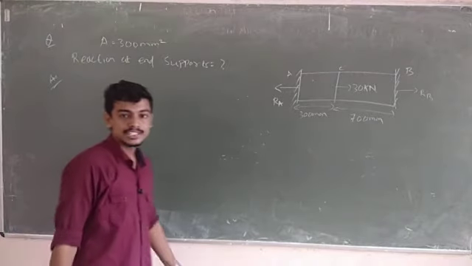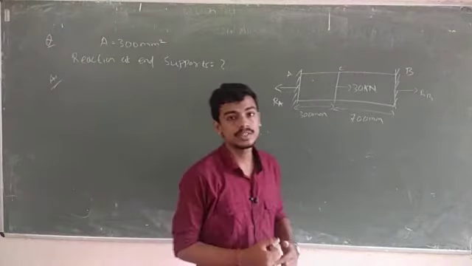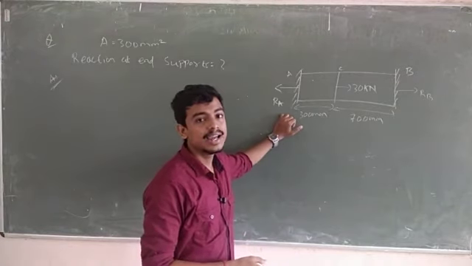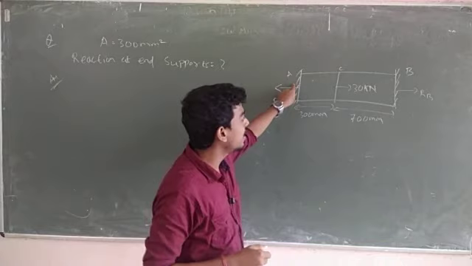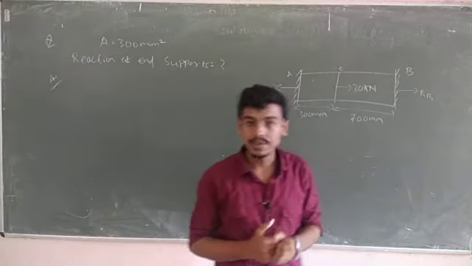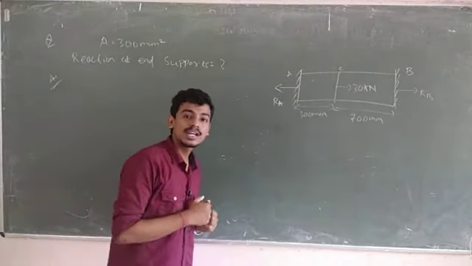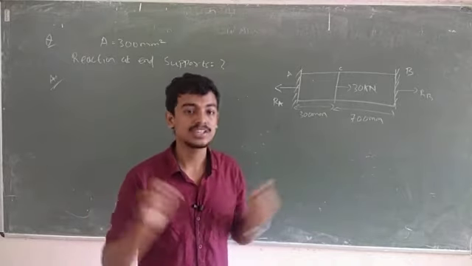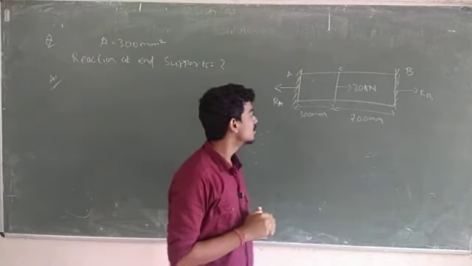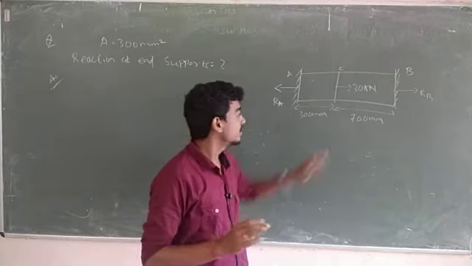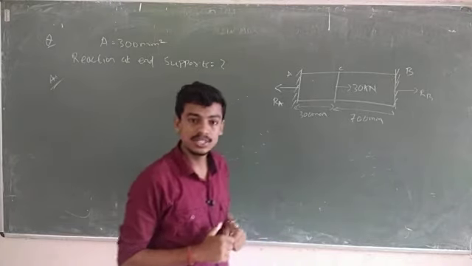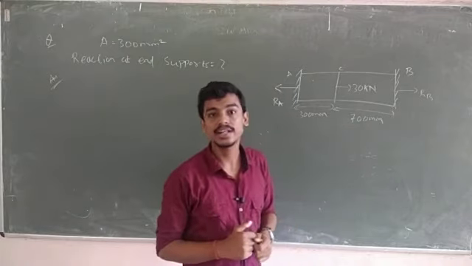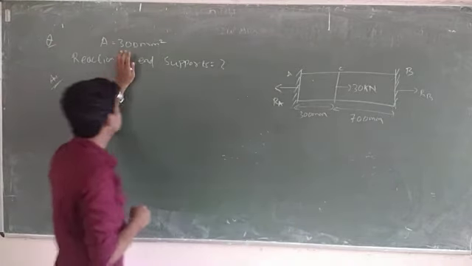Okay, we'll move to the next problem. In this problem, a fixed bar is given, fixed at end A and at end B. Fixed means the total elongation will be 0 because it is fixed. Here the 30 kilonewton load is given, here the length is 300 mm, here the length is 700 mm, and the area is given as 300 mm square.